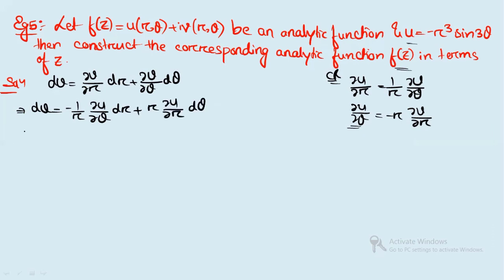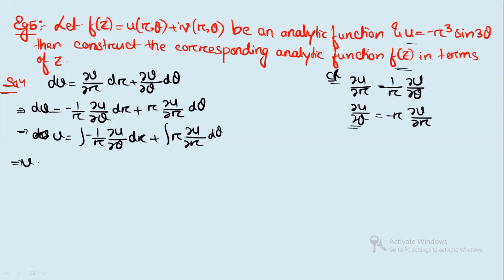So we will substitute these values here, and you will have dv equals, instead of del v del r you will put minus 1 by r del u del theta, right? And dr will be as it is, plus instead of del v del theta we will put r del u del r d theta. Clear? So now what you will do, you will write v equals, putting the integration, minus 1 by r del u del theta dr. The entire term we will keep as it is, okay? And the second term will be integration r del u del r d theta. Now you see v will be equal to what? You have u equal to minus r cube sine 3 theta, right? So just differentiate u with respect to theta. So r cube, it is constant, so it will be as it is, and sine 3 theta, when you differentiate, it will give you what?